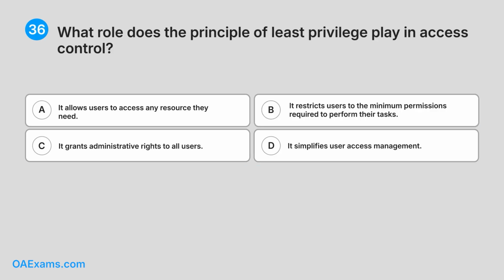36. What role does the principle of least privilege play in access control? A. It allows users to access any resource they need. B. It restricts users to the minimum permissions required to perform their tasks. C. It grants administrative rights to all users. D. It simplifies user access management. Do you know the answer?